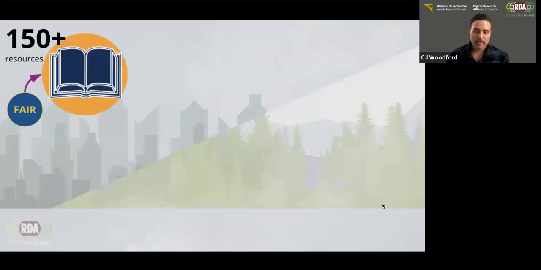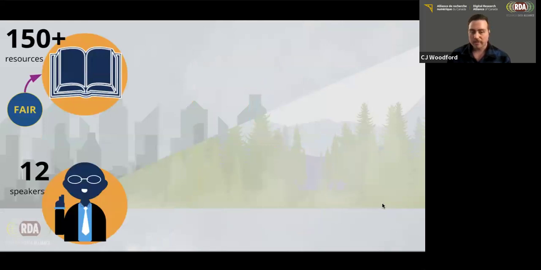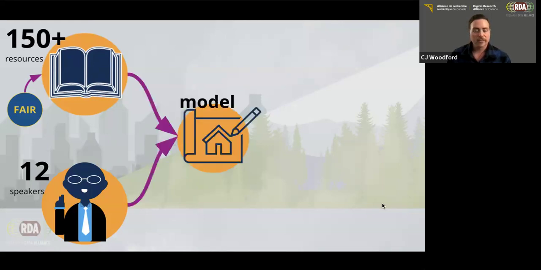This was a collaborative effort over the course of about 2 years. We had a couple of stages of landscape review that went into the model, including the FAIR principles and a lot of different FAIR implementation ideas. We heard from 12 different speakers that represented commons at different maturity levels, discipline-specific or discipline agnostic, as well as different scales. Some were regional, some were pan-national, some were national. Those were the two main feeders into the model itself.